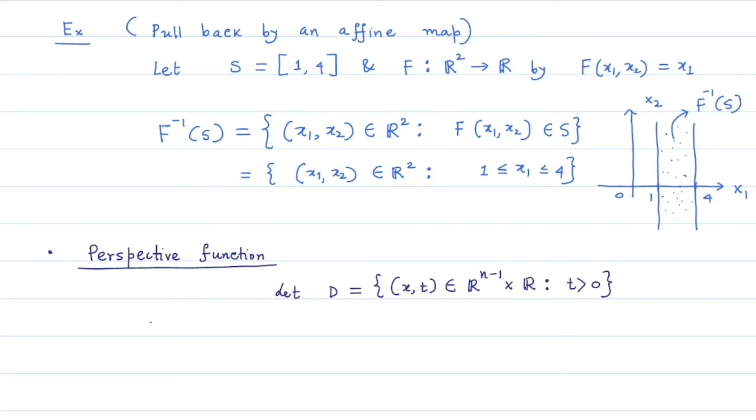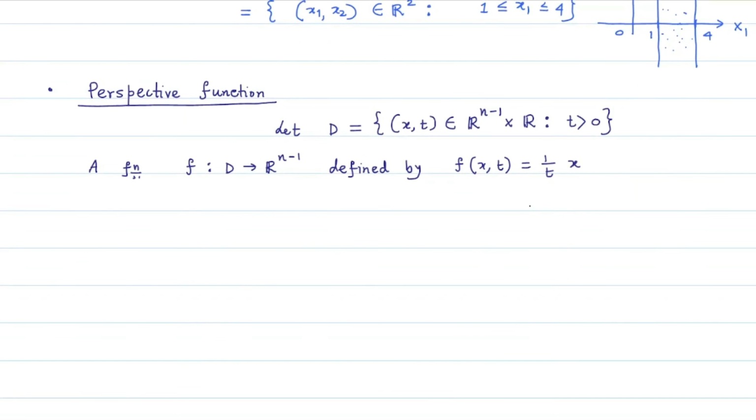In this set capital D, we define a function, say small f, given by f of (x, t) is equal to 1 upon t times x, that is explicitly equal to, in the first component we have x1 by t, in the second component we have x2 by t, and in the (n-1)th component we have x(n-1) by t, where x1, x2 till x(n-1) constitute this vector x. This function f is called a perspective map.